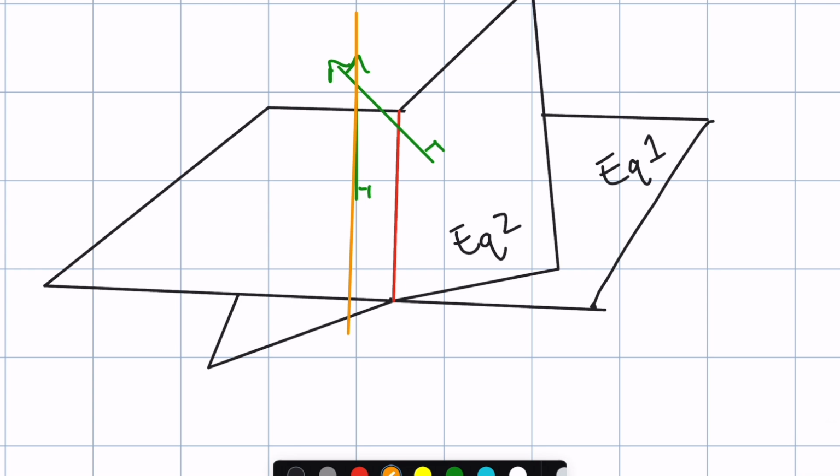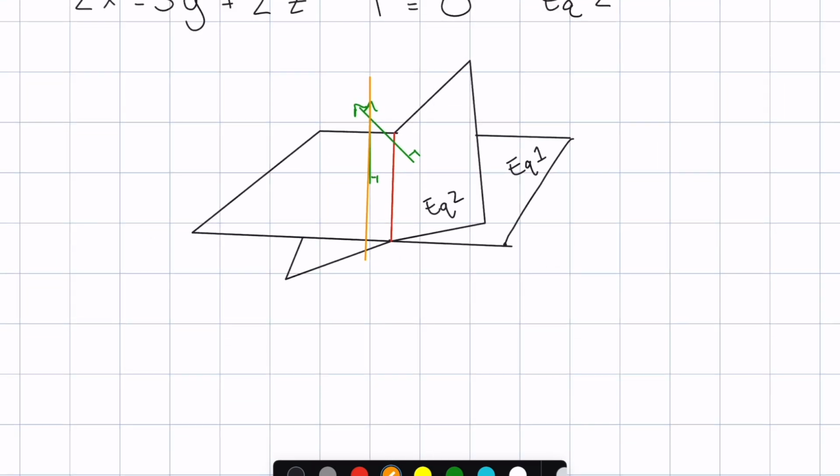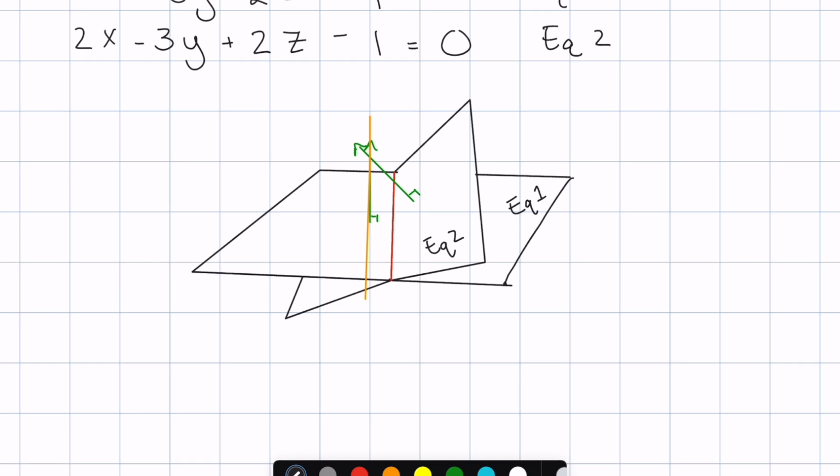So it would have the same direction vector, and then we would just need to find one point of intersection of those planes, and then we can write the scalar parametric equations for the line that is formed by those two planes. So first things first, we need to figure out the normal vector for each of those planes.